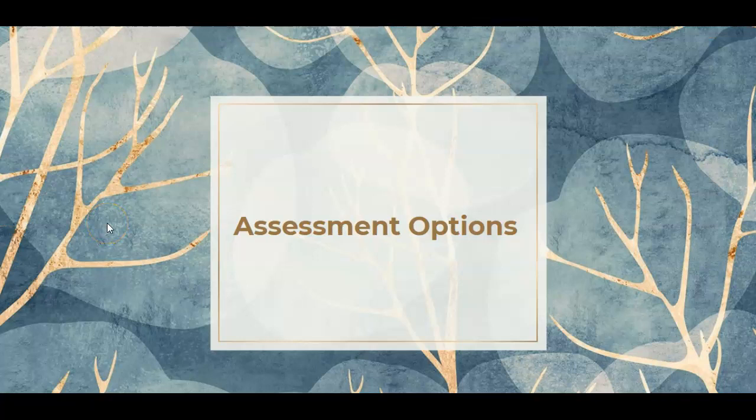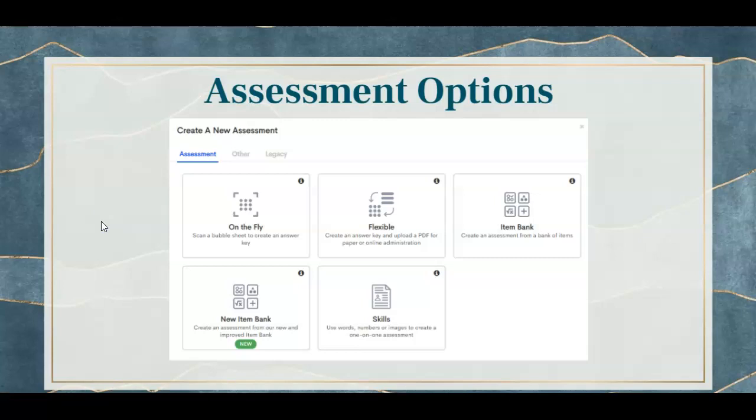The last part of this section is going to talk about our assessment options within Illuminate. We have a couple different types of assessments that we can create and use. On the fly is one option, which is basically like a short quiz where you would use a bubble sheet and scan that into the system. You already have the test created for that, you're just plugging in the answer key. Similarly, with the flexible assessment, you also have the test already created, and you plug the answer key into this flexible assessment, and then students will be able to see an uploaded PDF online and take it online or administer it paper and pencil.